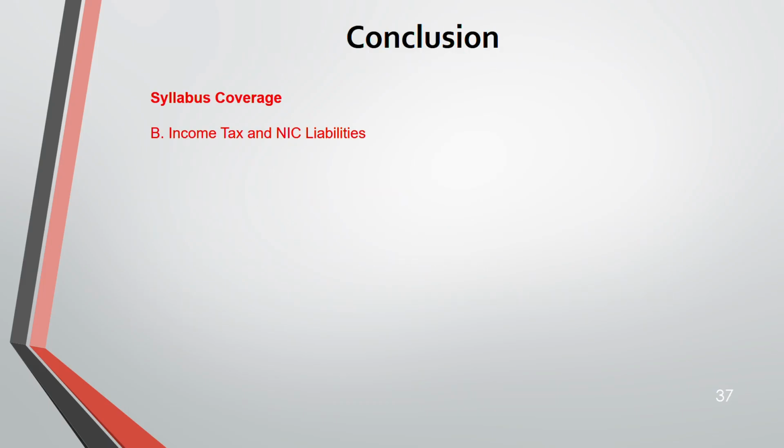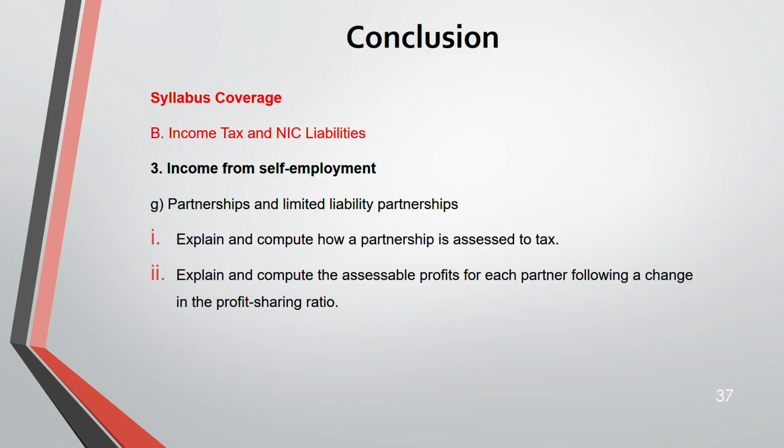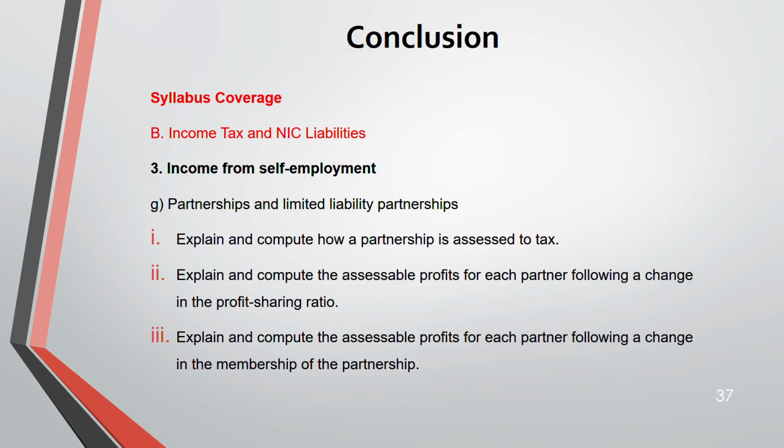So that's it. With this, we finish the syllabus part B, income from self-employment. We have touched partnership and limited liability partnership. We have computed how partnerships are assessed to tax, then how to allocate the profit when there is a change in the profit sharing ratio. For example, either they are leaving, they are entering, or in the middle they are changing the ratio. Then how the profits are assessed after the change. Then the loss relief for the partners.